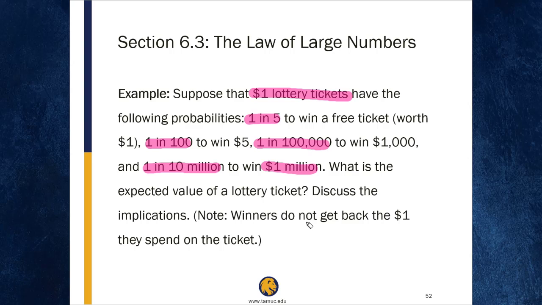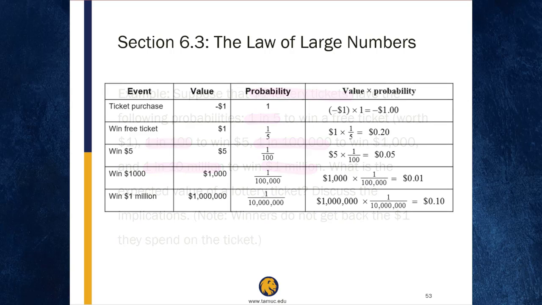And winners do not get back the $1 they spent on the ticket, so it will always be out that $1. So here's a breakdown of how we would do expected value. Again, it has to do with the value times the probability. The value of purchasing a ticket is -$1 since we spend that dollar. Probability is 1 since it's already been done. It's a certainty if it's been already purchased.